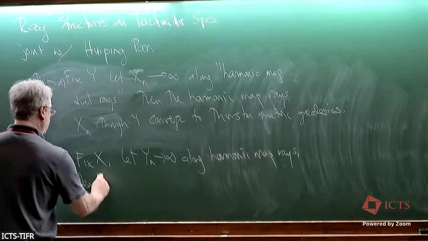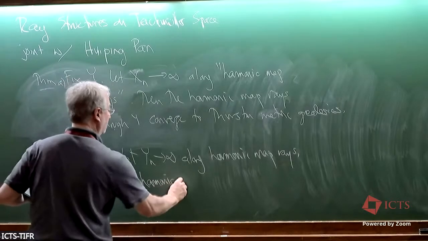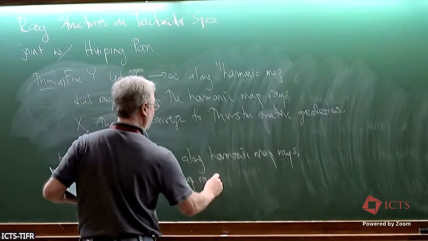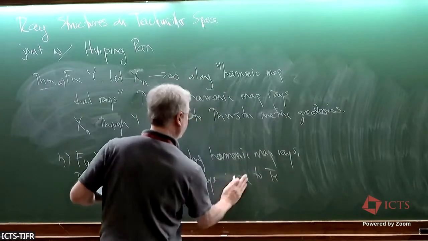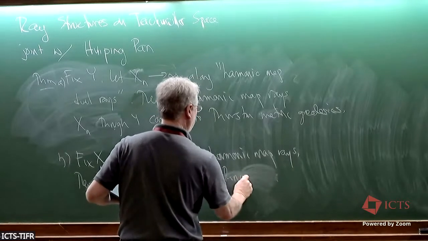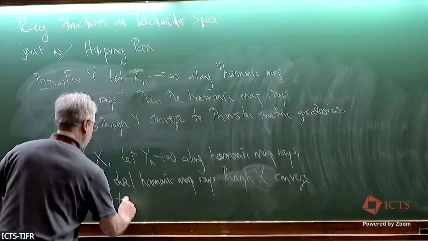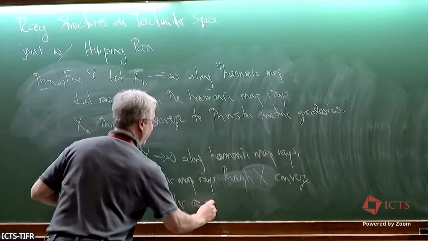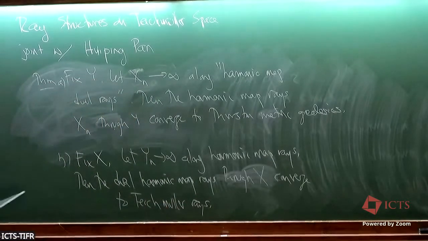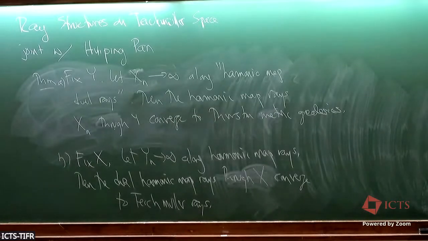Then these dual harmonic map rays converge to Teichmuller rays. Okay. Those are the statements. At the risk of being didactic, let me just restate them with pictures.